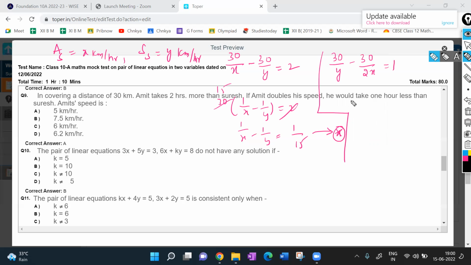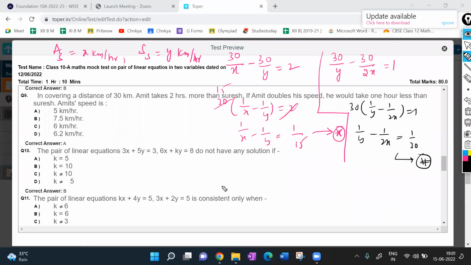Again, 30 common. So 1 by y minus... So we will do one thing. We will solve it like this. We have minus, right? 30 common. 1 by y minus 1 by 2x is equal to 1. So 1 by y minus 1 by 2x is equal to 1 by 30. Let us take this as the hashtag equation.